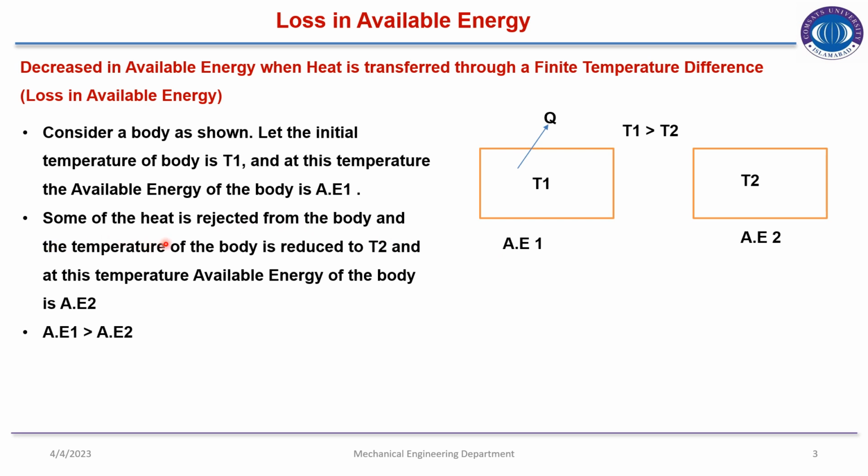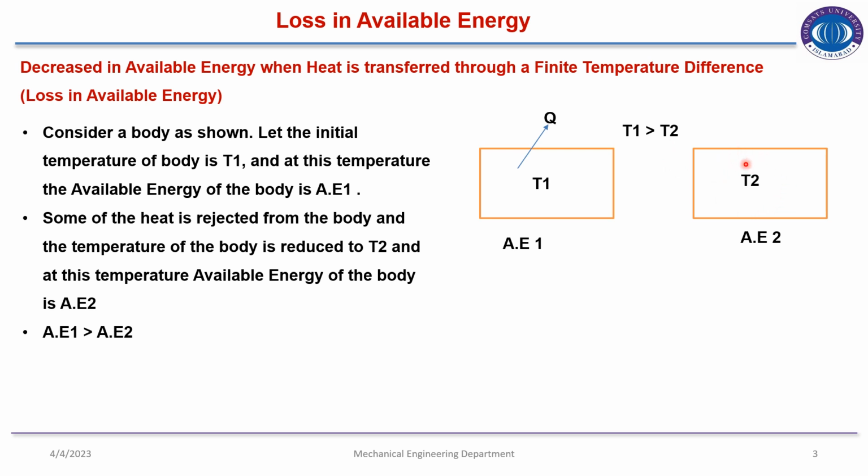Now some of the heat is rejected from the body and the temperature of the body is reduced to T2. As you can see, the Q amount of energy is rejected from the body and absorbed into the surroundings or atmosphere. As the Q amount of energy leaves the body, the total heat content of the body will decrease, and consequently, as it is a finite body, the temperature is reduced. So now the reduced temperature is T2.